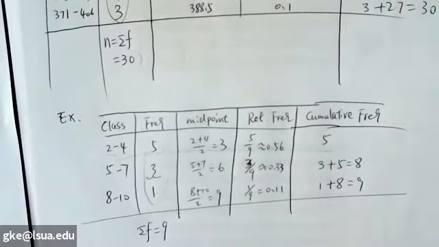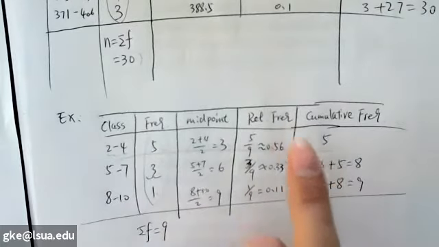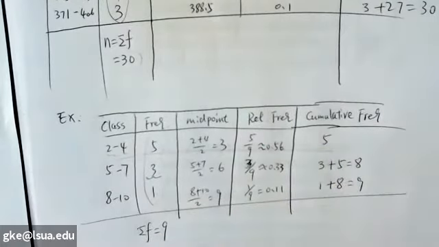Do you want more examples or just move on? Move on? Okay, good. I assume you already understand these 3 terminologies: midpoint, relative frequency, and cumulative frequency. And I think you can do your homework now.